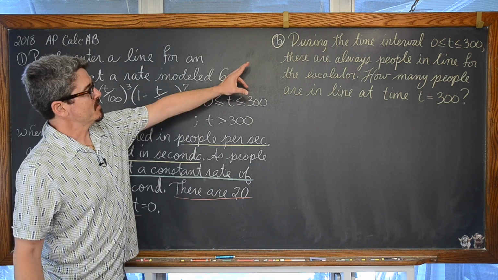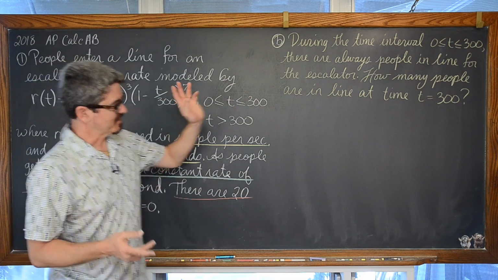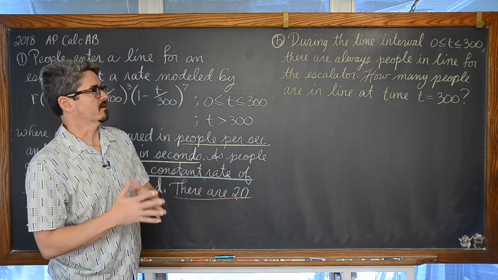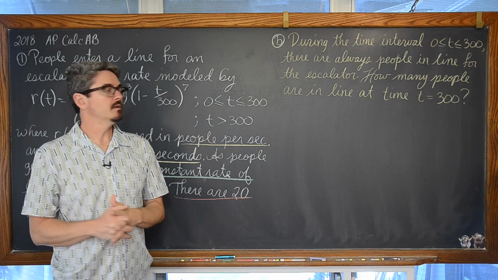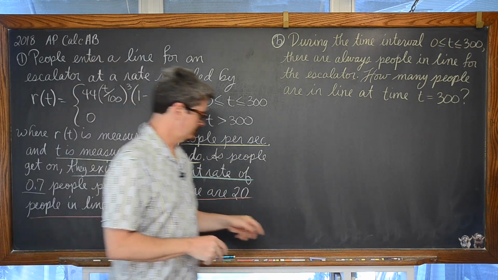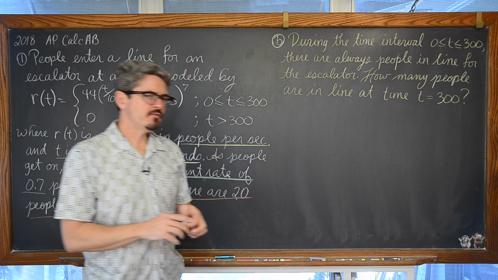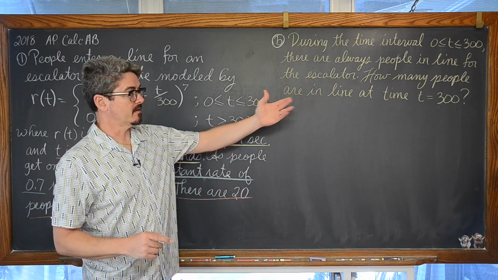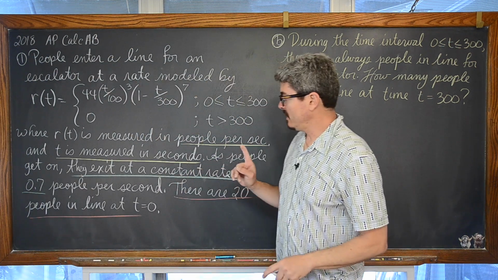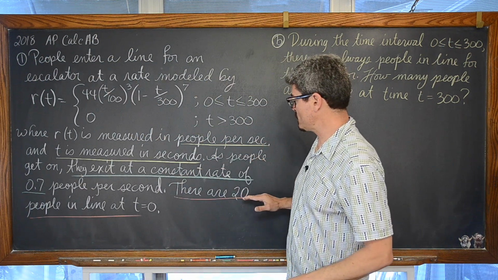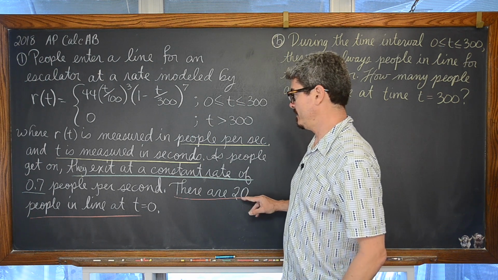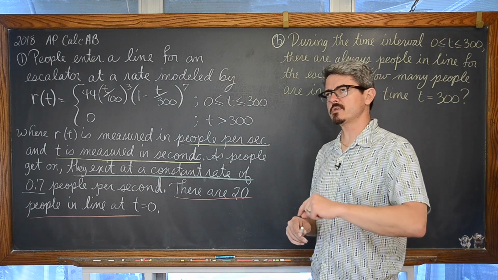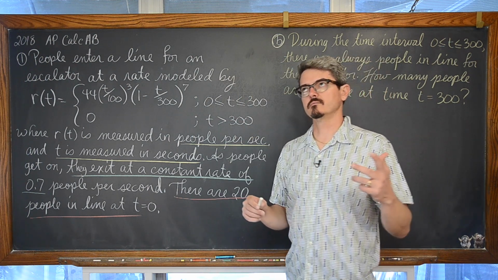Part B. During the time interval from t equals 0 to 300, the closed interval, there are always people in line for the escalator. How many people are in line at t is equal to 300? Now, we already found the total number of people that got in line. That was 270. We know that the initial condition was that there were 20 people in line at t equal to 0, so 270 and 20 make what?